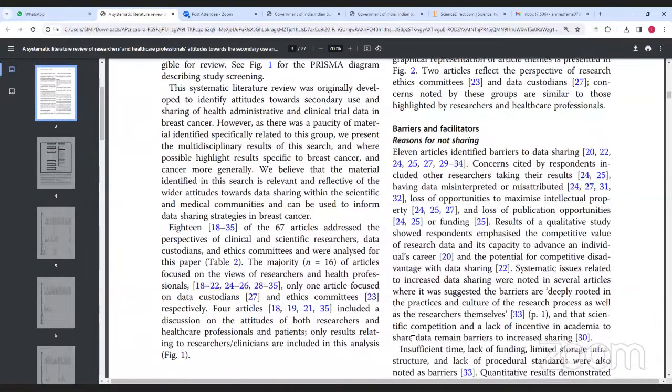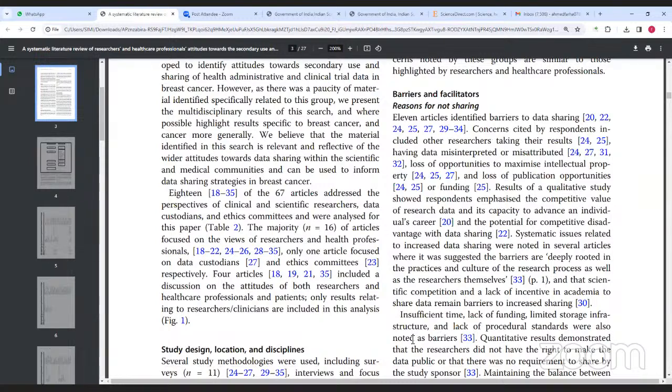Next is barriers and facilitators. Reasons for not sharing. 11 articles identified barriers to data sharing. Concerns cited by respondents included other researchers taking their results, having data misinterpreted or misattributed, loss of opportunities to maximize intellectual property, and loss of publication opportunities or funding.